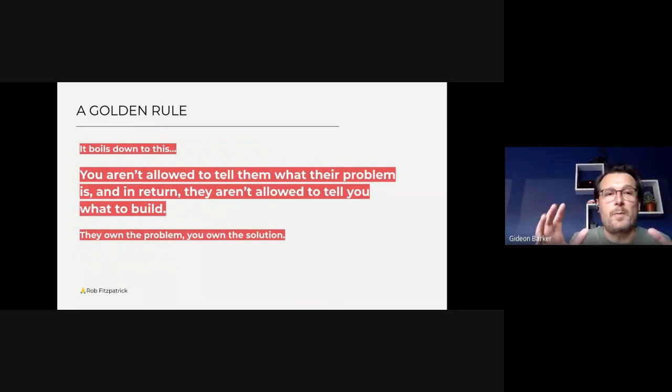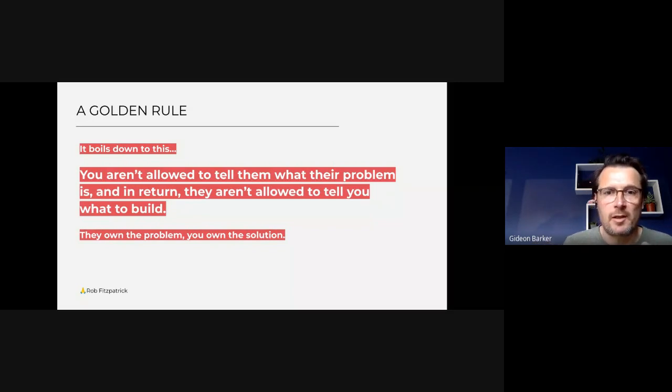I love this bit. For me, this is the best quote I can take out of the book, and this is word for word what Rob Fitzpatrick has written. So it boils down to this: you aren't allowed to tell them what their problem is, and in return, they aren't allowed to tell you what to build. They own the problem, you own the solution, and I really like that, because I think it tackles this whole elephant in the room about market research.